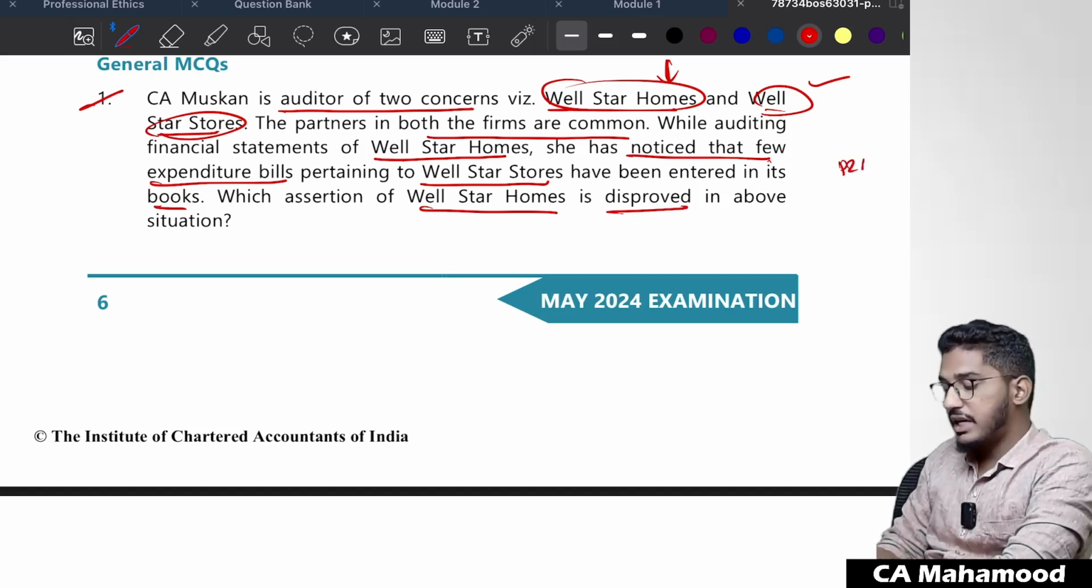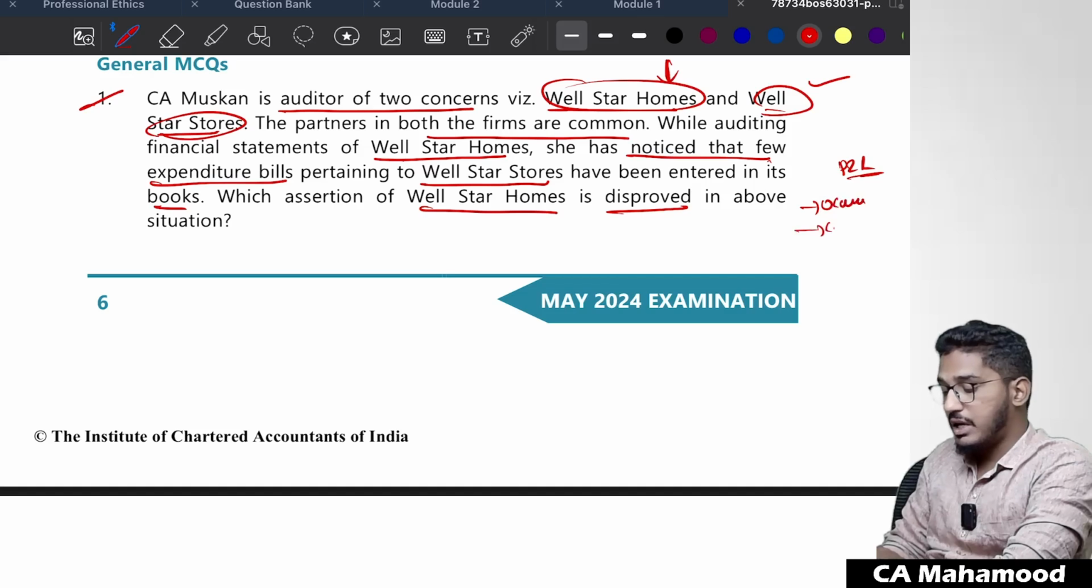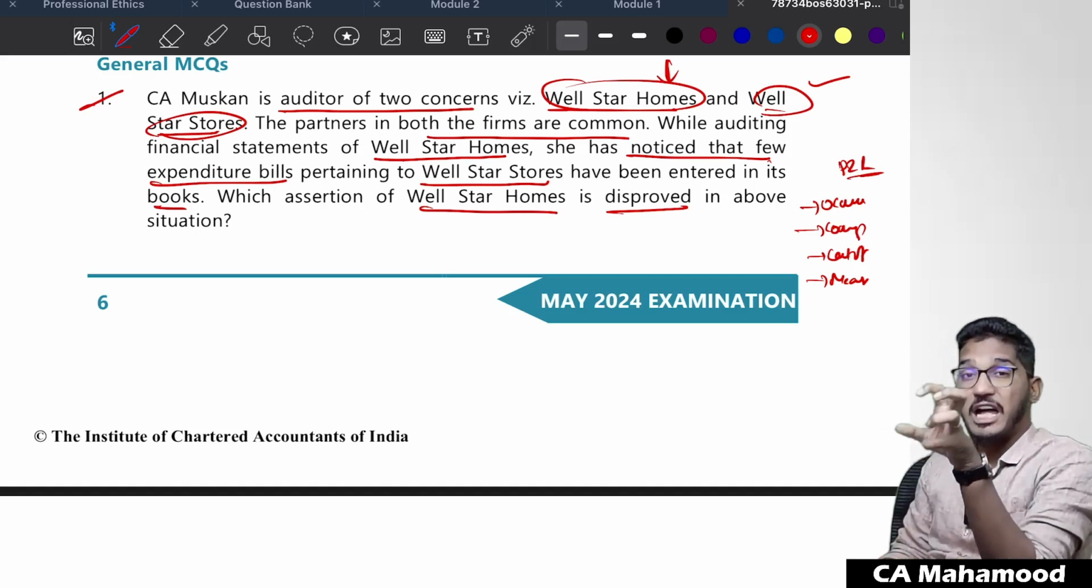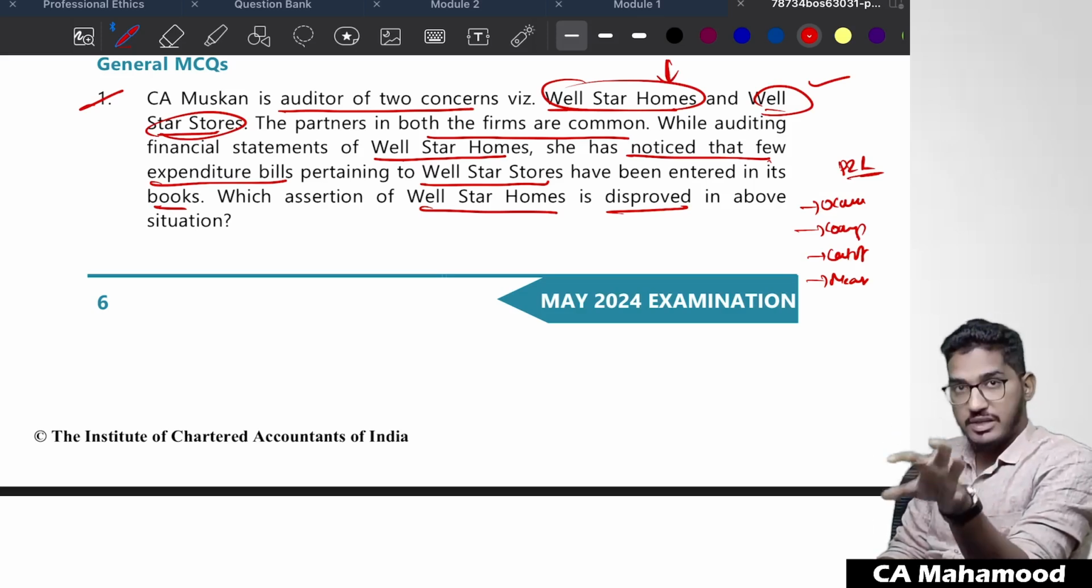When it comes to P&L items, what assertions will be there? They're talking about expenditure. Occurrence will be there. Completeness will be there. Cut-off will be there. Measurement will be there. These 4 are the major assertions, right? What do you mean by occurrence? Whatever expenditure has been recognized in the books of accounts should have actually occurred, actually taken place, and occurred in the business of the client.